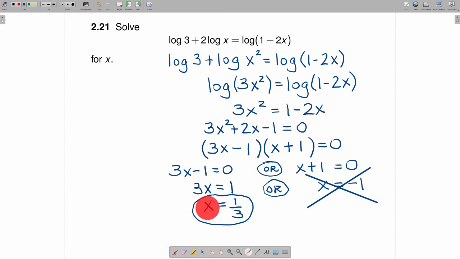And to be on the safe side, we should probably take x equals 1/3 and plug it in to make sure that it works. But it does. We have a single solution, x equals 1/3.